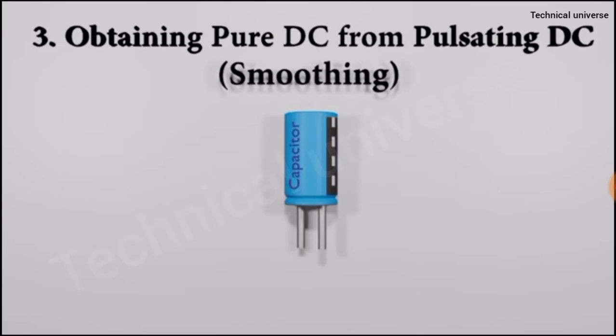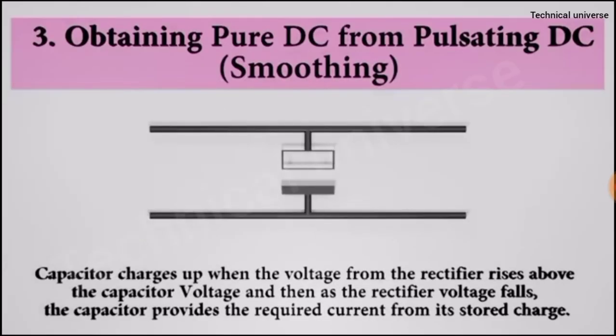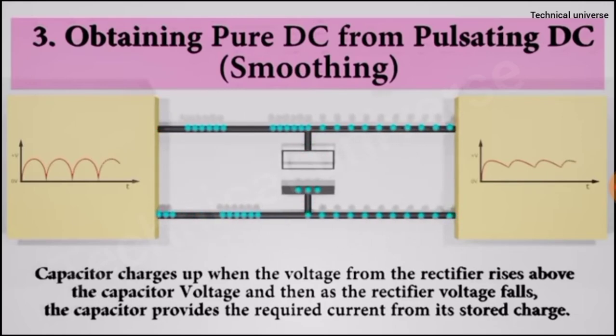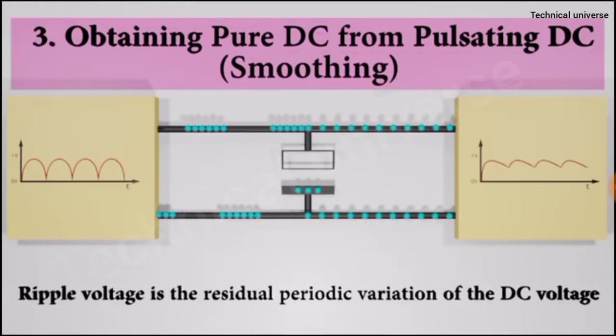A filter circuit, also known as a smoothing capacitor, is added to the rectifier circuit to improve the output. The smoothing capacitor converts the rippled output of the rectifier into a smoother DC output. The capacitor charges up when the voltage level increases, and it releases the stored charge when the voltage level decreases. Even though the output is smooth, there are still little residual periodic variations.